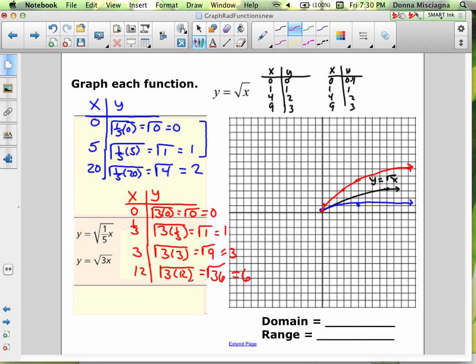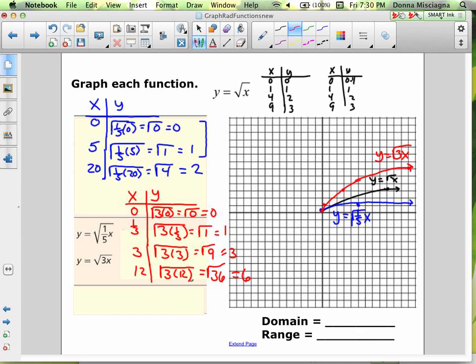All right, so the blue graph was y equals the square root of 1/5 x. And the red graph was y equals the square root of 3x.